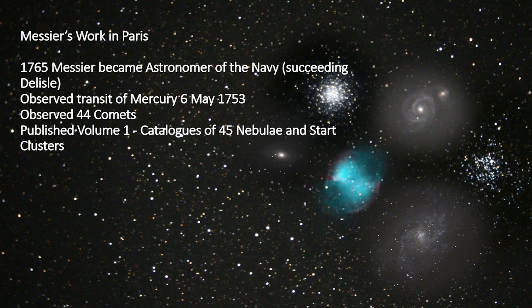His most important work really was the compilation of his catalogue of nebulae and clusters of stars. The final published version contains 103 entries, but modern versions have been added to it, so I think there's about 110 entries. But he did have some help from Pierre Méchain, who collaborated with him as well.